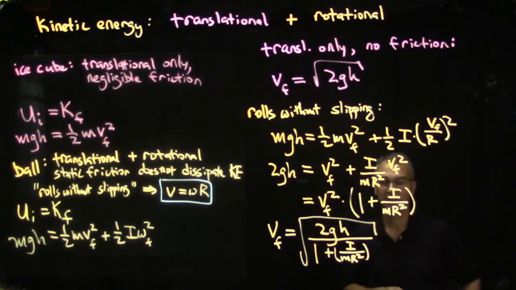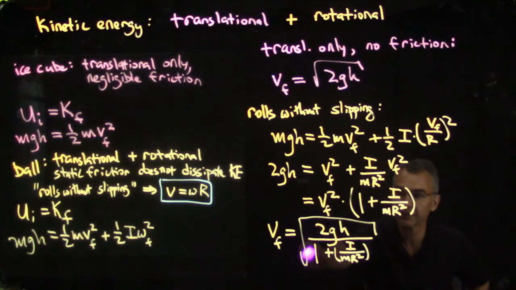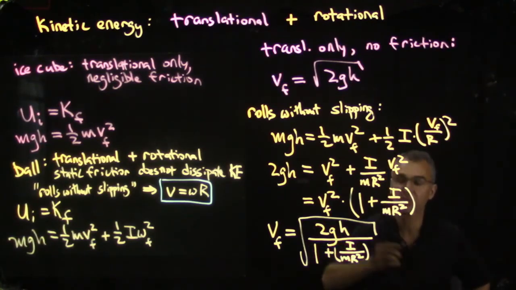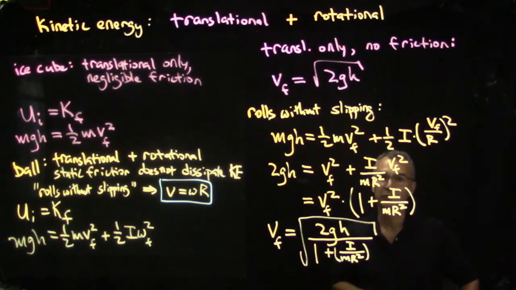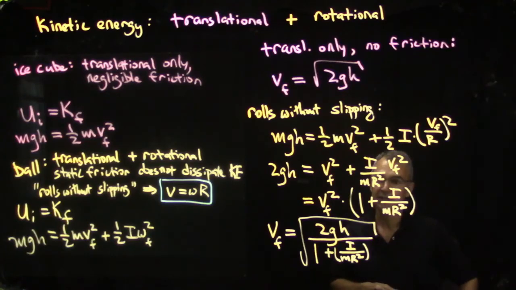So apparently v final is indeed smaller in this case than it is in this case. And it's smaller by the factor of the square root of this denominator. This denominator for the bicycle hoop would be 2, because I equals m r squared for the bicycle hoop. V final for the bicycle wheel would be smaller than v final for just simply translating without rolling by a factor of 1 over square root of 2. And for different shapes, that factor would be different. For a ball, it turns out that I is either 2/3 or 2/5 m r squared, depending on whether it's a hollow ball or a solid ball.